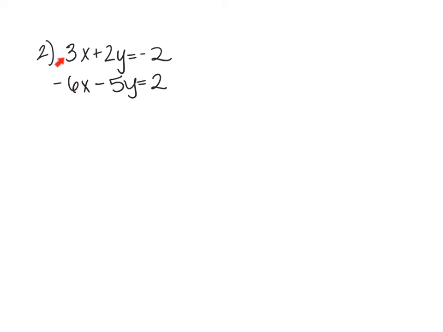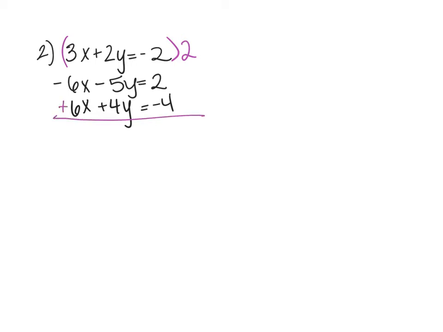For this one, if I multiply the top equation by 2, I can make it 6. And so I'm going to do that so that I can eliminate the x again. So we're going to multiply the whole equation by a positive 2. And we get 6x plus 4y equals negative 4. And now I can add these together.